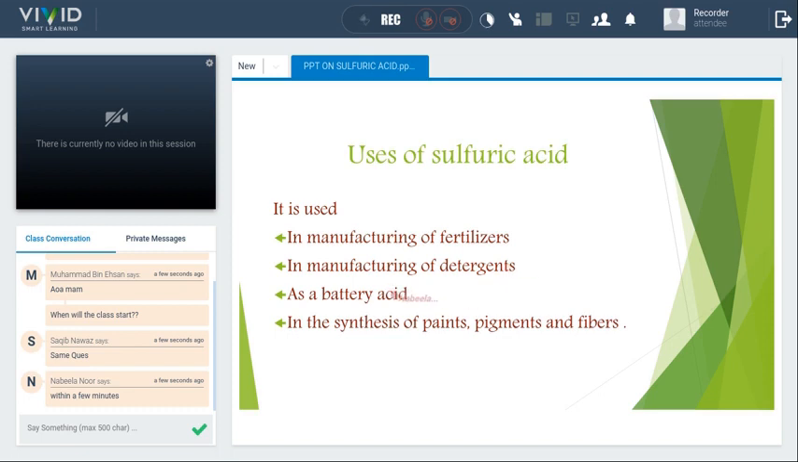It is a battery acid, like in the UPS battery and in the vehicle battery. So the electrolyte is 30% sulfuric acid. Sulfuric acid is used in the synthesis of paints, pigments, and fibers. So these are the uses of sulfuric acid. Mainly, the first three are very important. That is in the manufacture of fertilizer, in the manufacture of detergents, and as a battery acid. In the battery, it is used as an electrolyte.